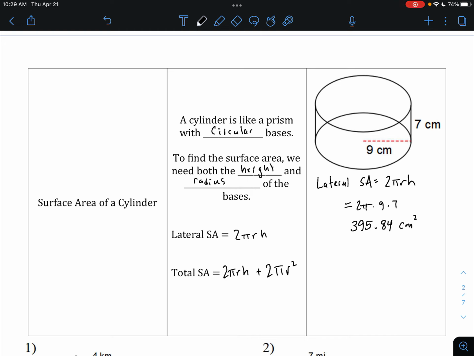So if I was to find my total surface area, I would need to take my lateral 2 pi r height plus my area of my bases 2 pi r squared, and we should get our answer. We already found our lateral, which is 395.84. But we still need to find our total. So that's 2 pi times 9 squared.